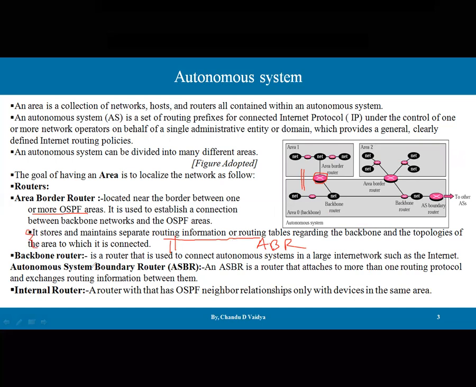The second router is the backbone router, a router that is used to connect autonomous systems in a large network such as the internet. So this is the backbone router, guys.